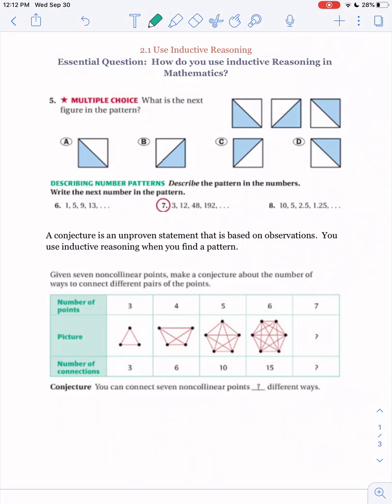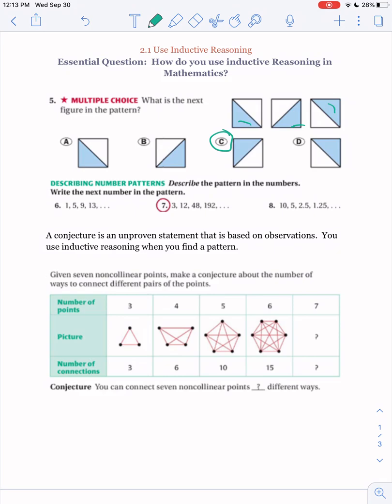This is Honors Geometry, Lesson 2.1, Inductive Reasoning. First thing we're going to do is take a look at this sequence. It says, what is the next figure in the pattern? So to me, it looks like that blue is swinging around counterclockwise, from here to here to here. So I think the next figure is going to be letter C.